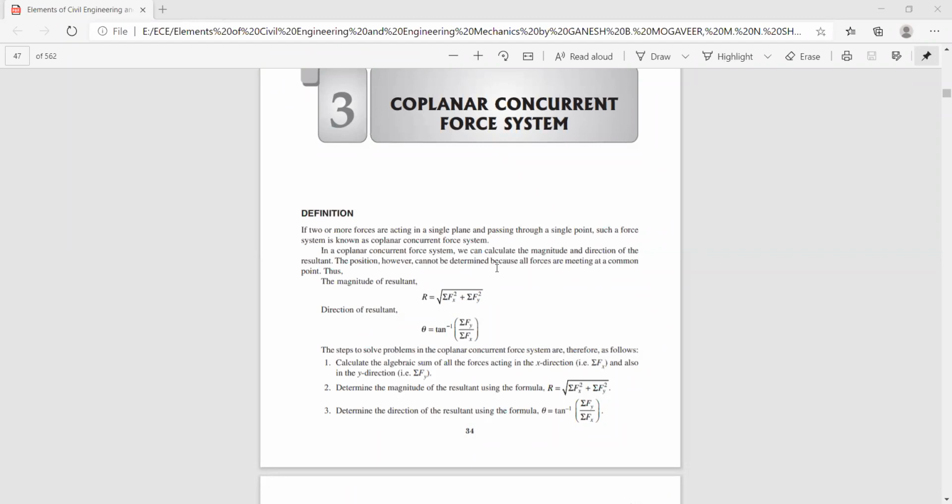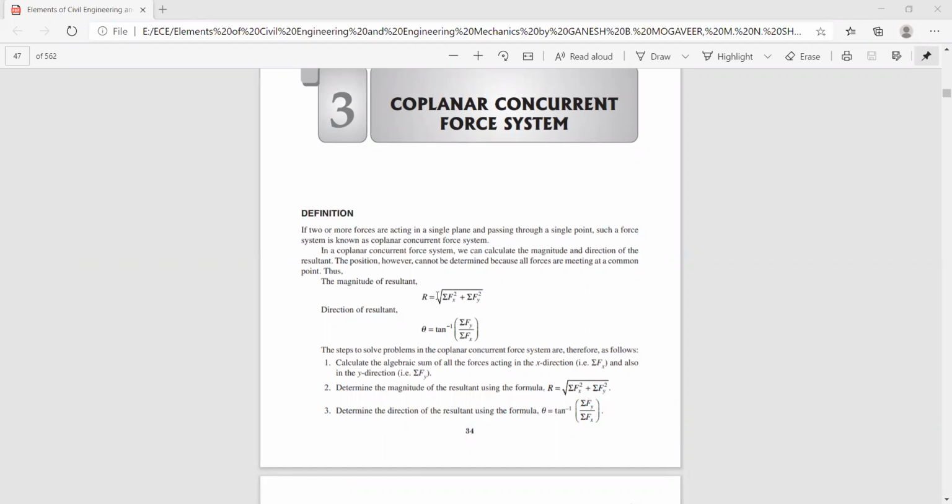So now there are certain steps to be followed in order to find the magnitude and direction of a given coplanar concurrent force system. First, we should select a reference axis about which we are going to find the magnitude as well as direction of a given coplanar concurrent force system. So the equations for finding the magnitude and direction of a coplanar concurrent system: we need to find the magnitude of the resultant.